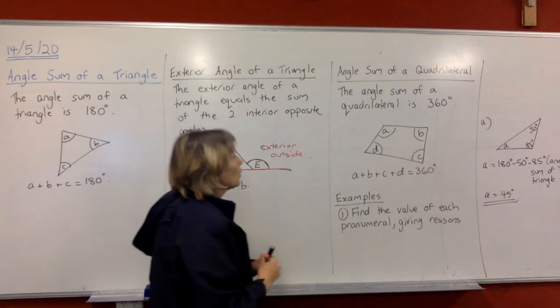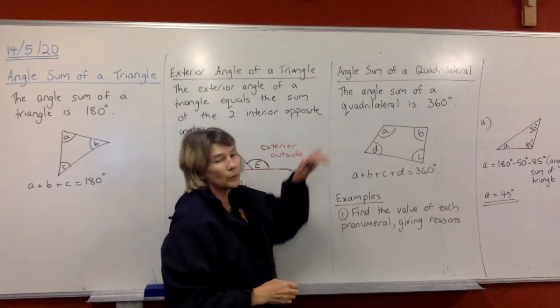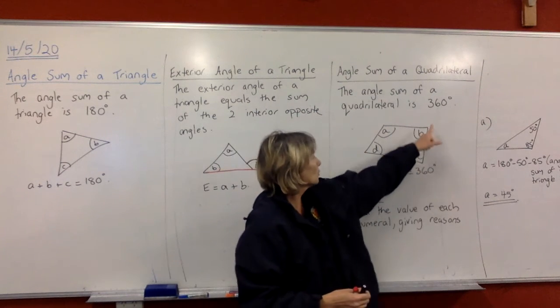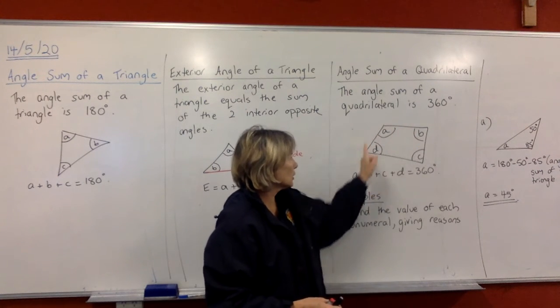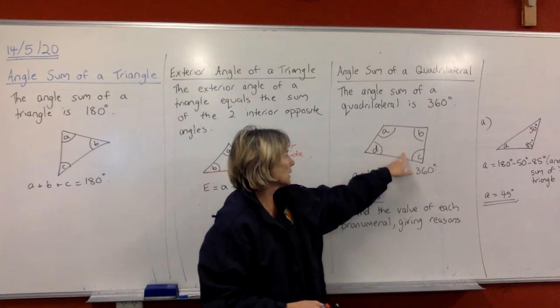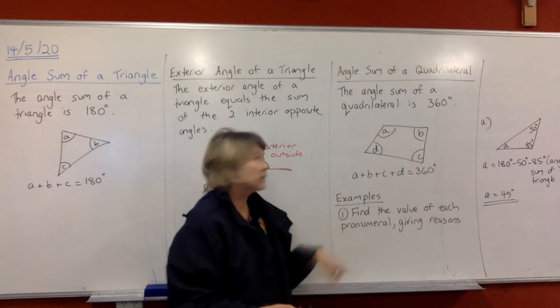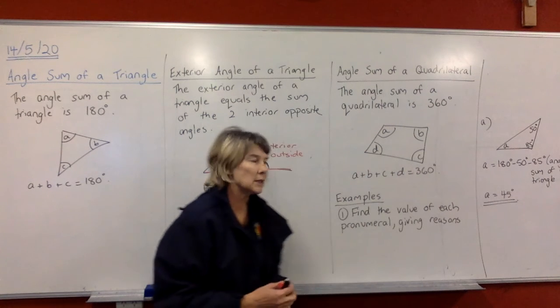Okay, the angle sum of a quadrilateral is 360 degrees. So again, you quote that reason if you're using it. So here's a quadrilateral. Quad means 4, lateral means sides. So we have a 4-sided shape. The 4 angles inside the quadrilateral add up to 360 degrees. So we have A plus B plus C plus D equals 360.